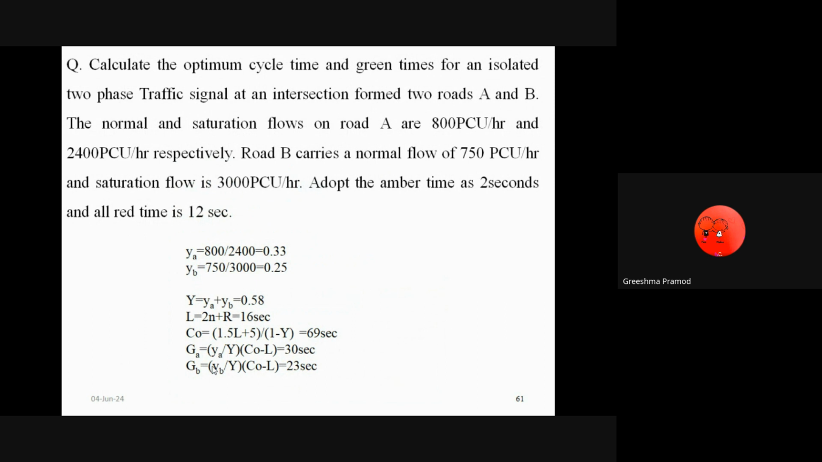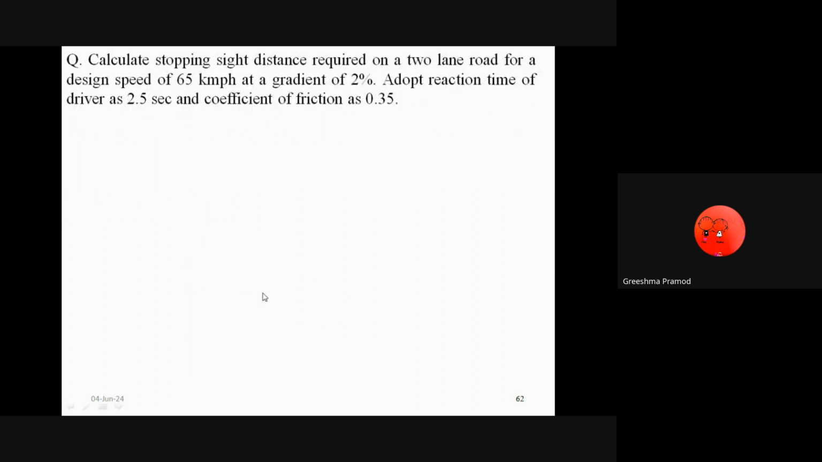കാൽക്കുലേറ്റ് ഒപ്റ്റിമൽ സൈക്കിൾ ടൈം ആൻഡ് ഗ്രീൻ ടൈം ഫോർ an isolated two-phase signal at an intersection formed by the two road A and B, and the normal and saturation flow for road A and road B തന്നിട്ടുണ്ട്. ആ YA YB വെച്ച് കണ്ടുപിടിക്കുക. നമ്മൾ നേരത്തെ അഡോപ്റ്റ് ചെയ്ത അതേ സ്റ്റെപ്പ്. ഓക്കെ, ഇതെല്ലാം യൂണിവേഴ്സിറ്റി ക്വസ്റ്റ്യൻസ് ആണ്. ഇതും നമ്മൾ ക്ലാസ്സിൽ ഡിസ്കസ് ചെയ്തതാണ്.